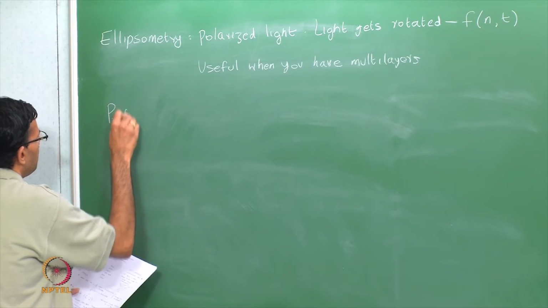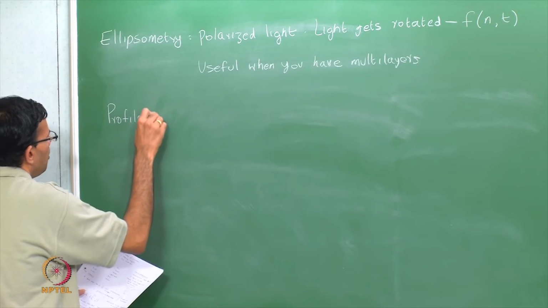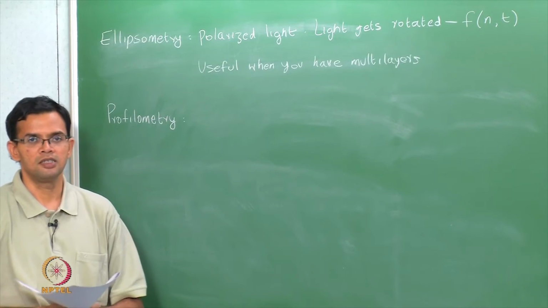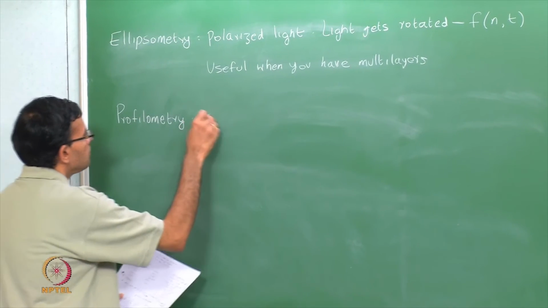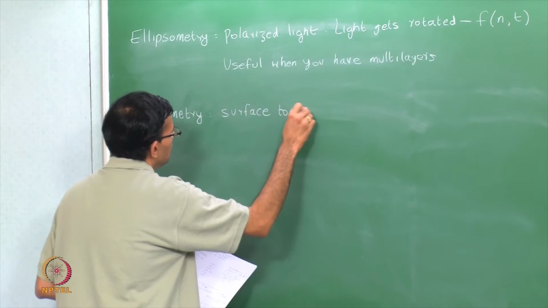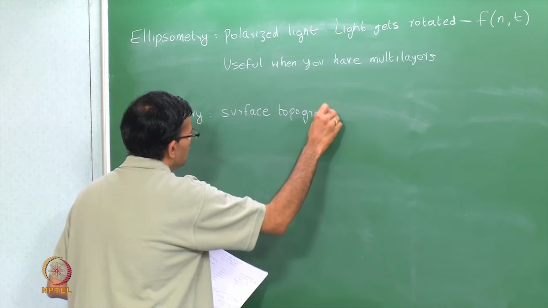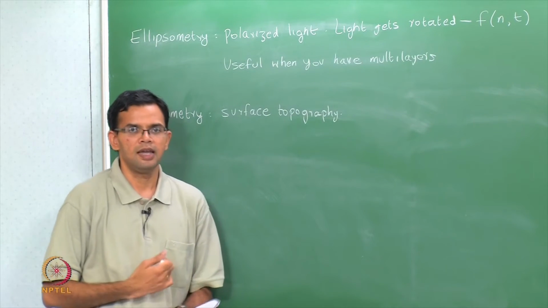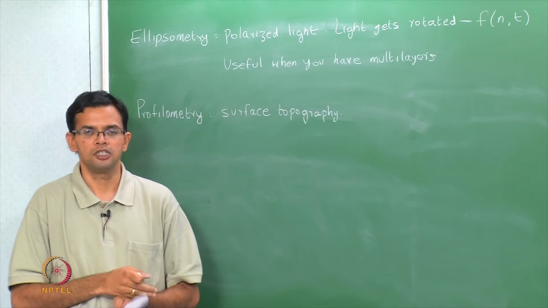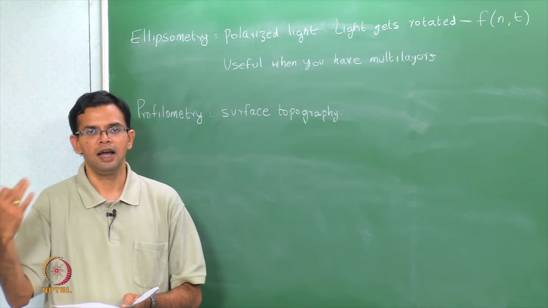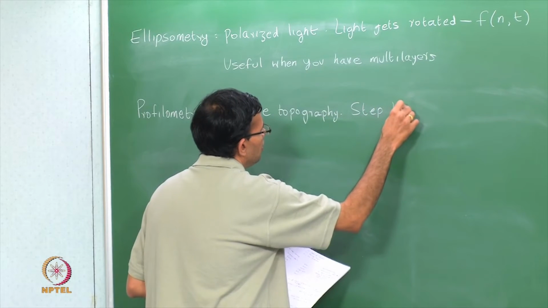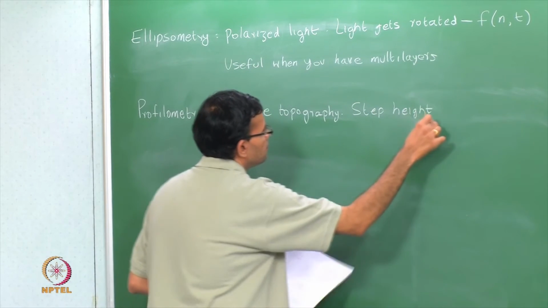Another way of measuring thickness is called profilometry. So, in this case you measure the surface topography. There is a stylus that moves across the surface, so that if you have a film that is deposited on the surface, you will essentially have a step, and by measuring the step height, you can calculate the film thickness.